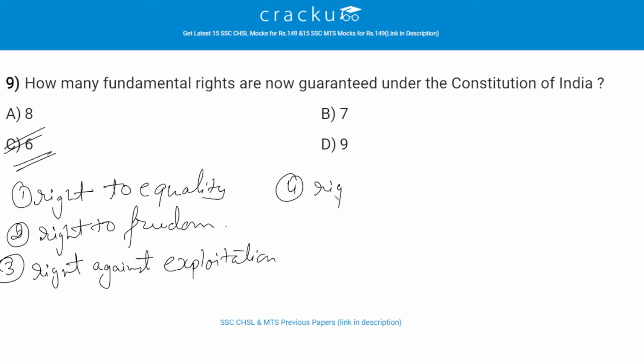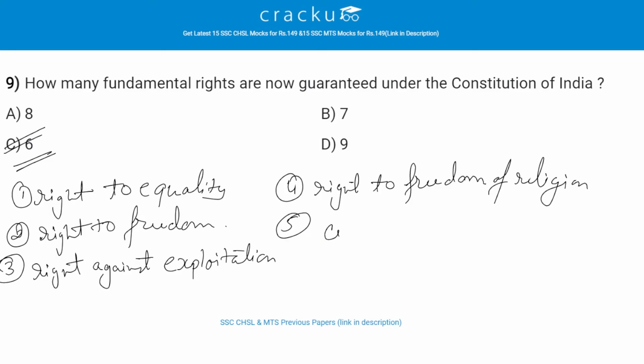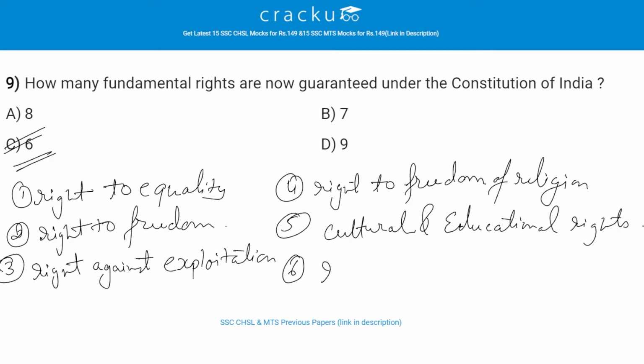Fourth is right to freedom of religion. Fifth one is cultural and educational rights. And the last one is right to constitutional remedies. So, these are the 6 fundamental rights.